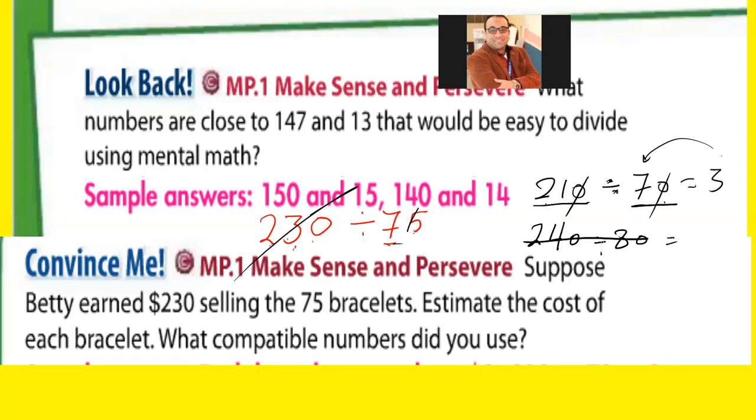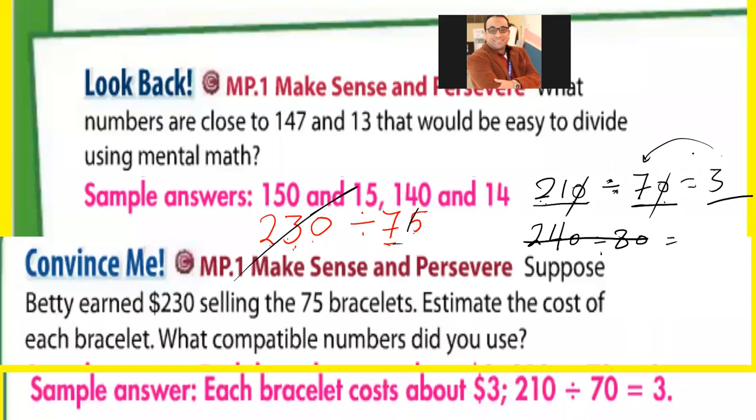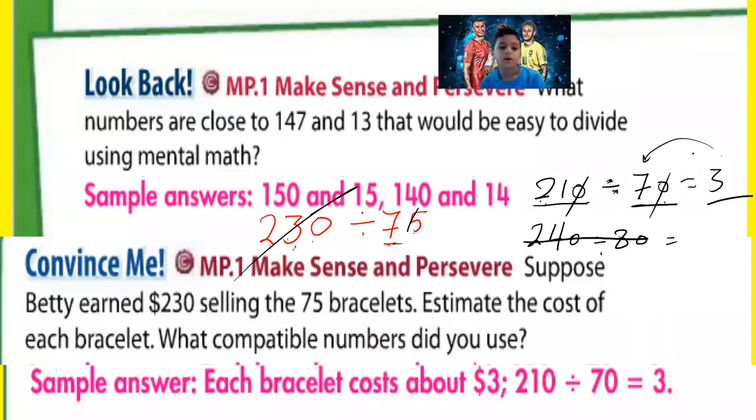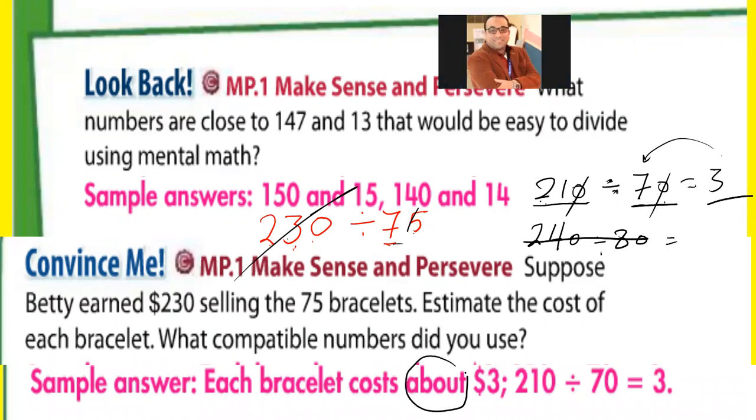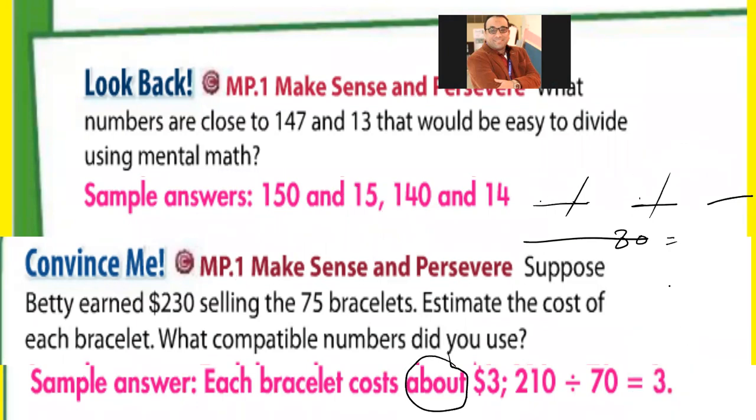You can drop one 0 from both sides, and 21 over 7 equals what, Omar? 3. Check the answer. Each bracelet costs about $3. 210 divided by 70 equals 3. And the word about used here refers to doing estimation. Okay, copy the answer, my dear students, and be ready for the upcoming point. The next one in the participation window will open guided practice and start the first 2 questions. Let's determine who is the upcoming hero.